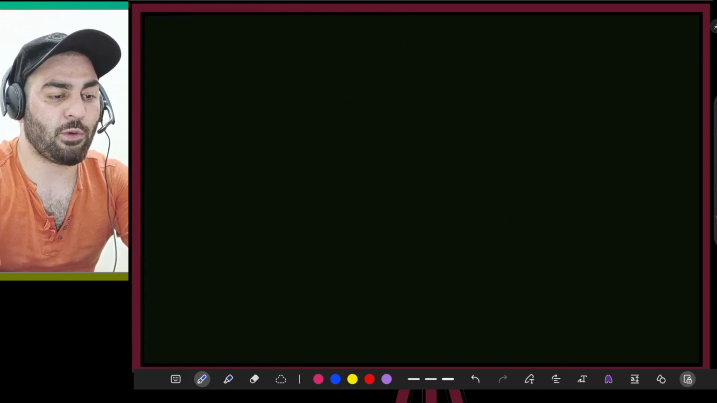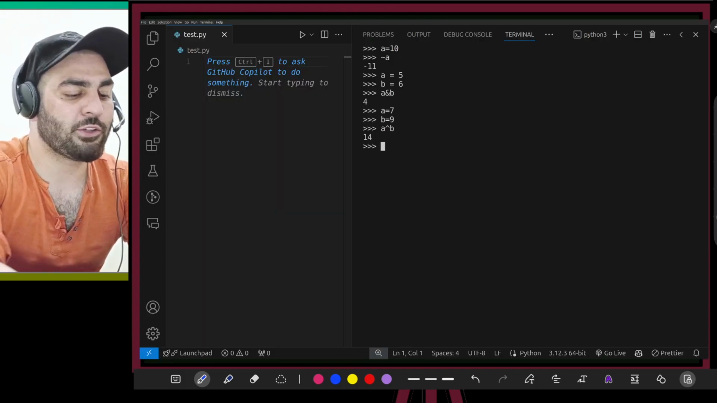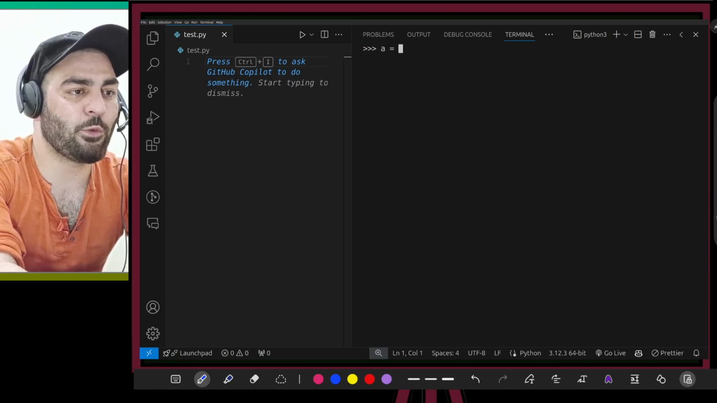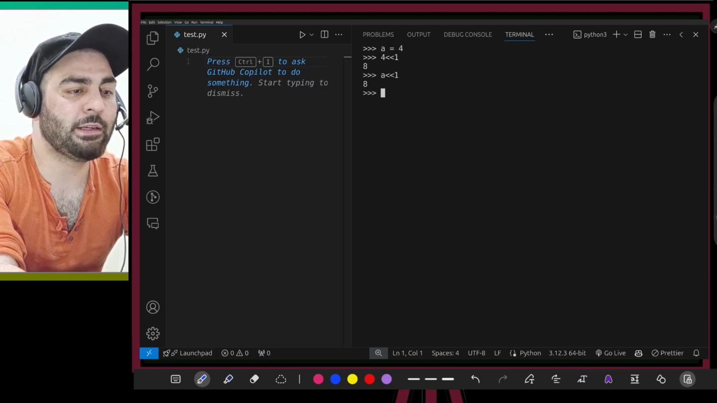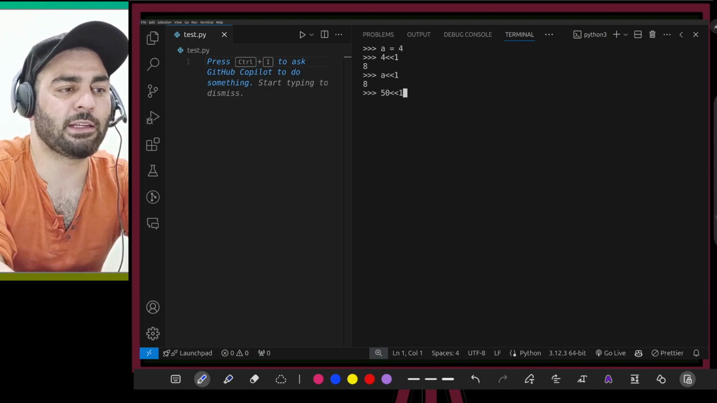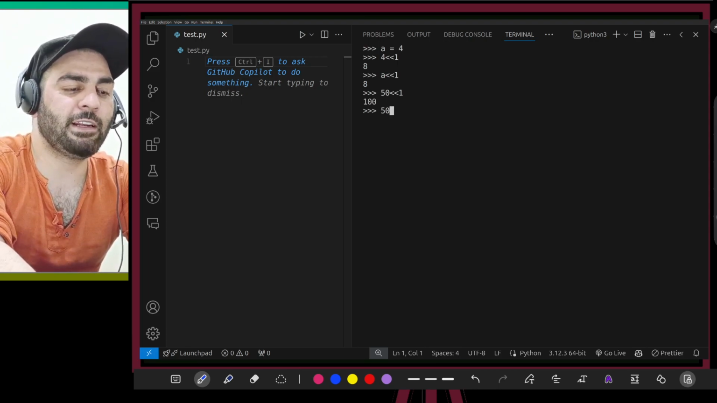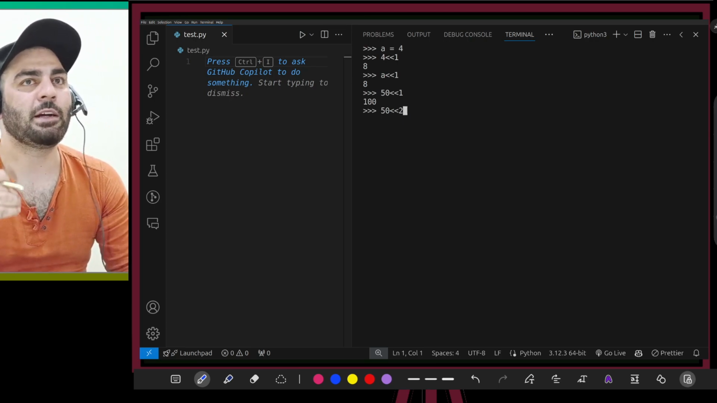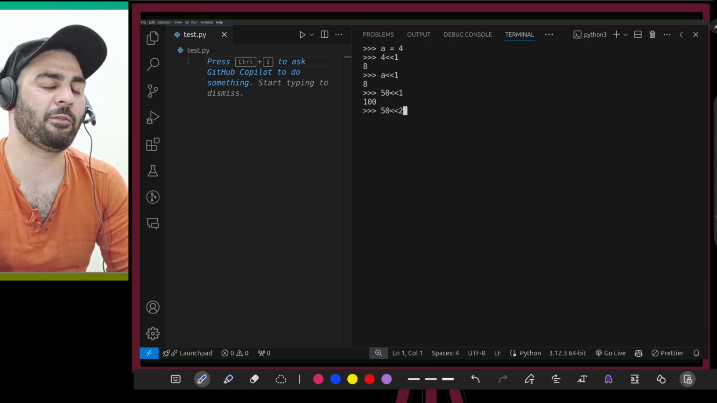Now I'll show you in VS Code. Here, let's suppose a is equal to the number 4. So a left shift by 1 is equal to 8. If I have the number 50 and I left shift it by 1, it will get multiplied by 2, so this will be equal to 100. If I left shift 50 by 2, it will get multiplied by 2 to the power 2, that is 4, multiplied by 50, which is 200.